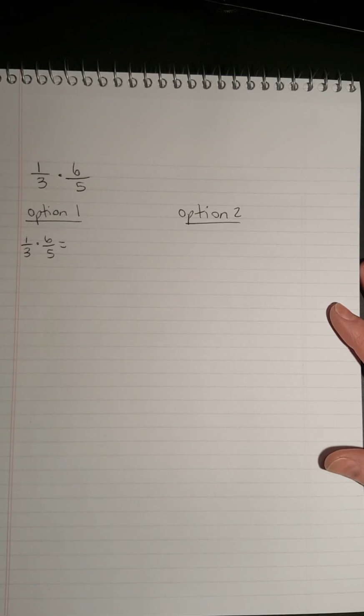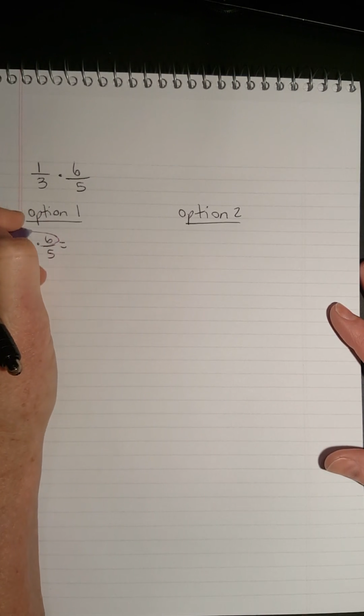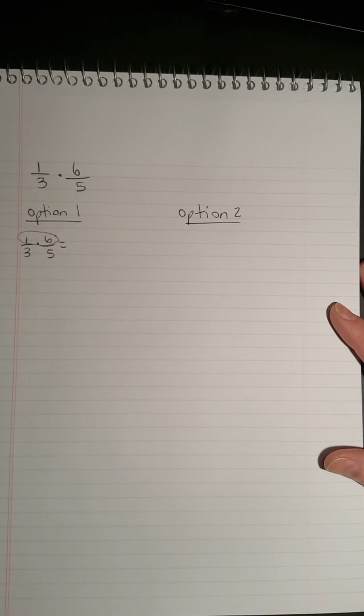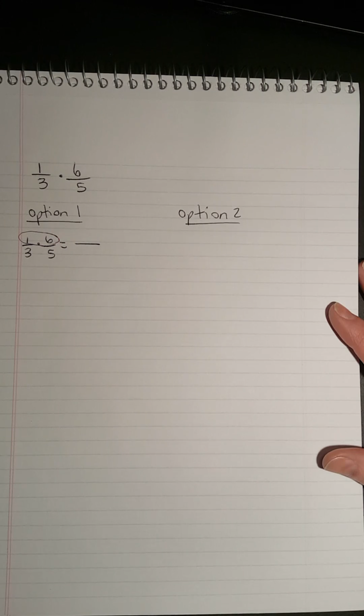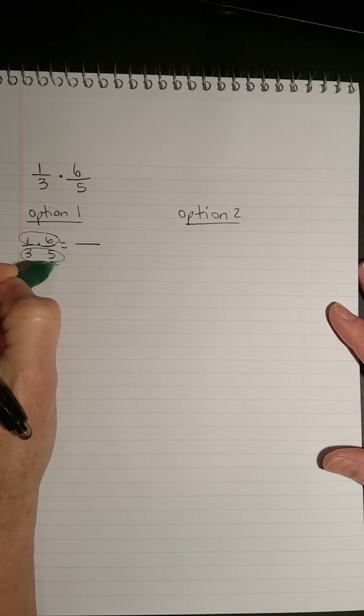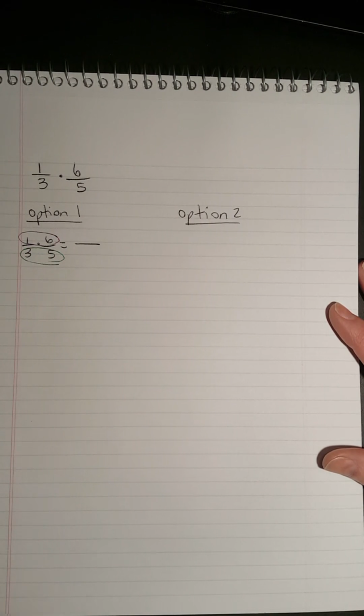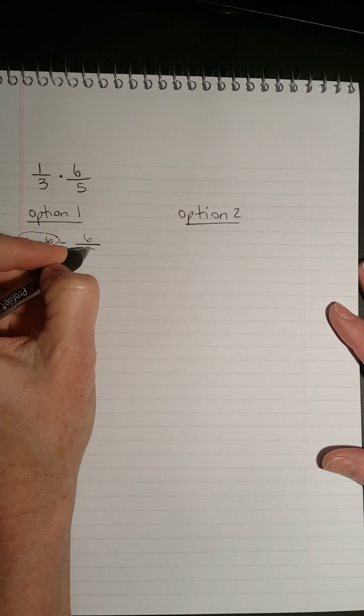And we multiply the numerators. So these 2 get multiplied, and then your answer goes in the numerator space. And then multiply the denominators, and the answer goes in the denominator space. So 1 times 6 is 6. 3 times 5 is 15.